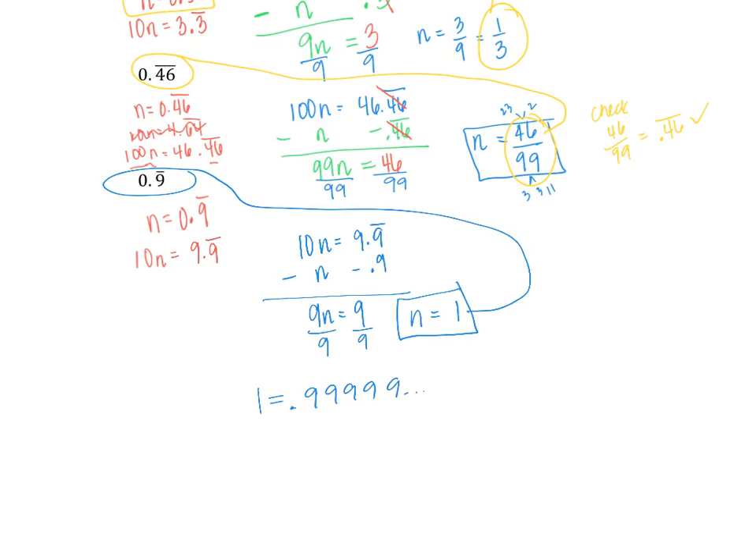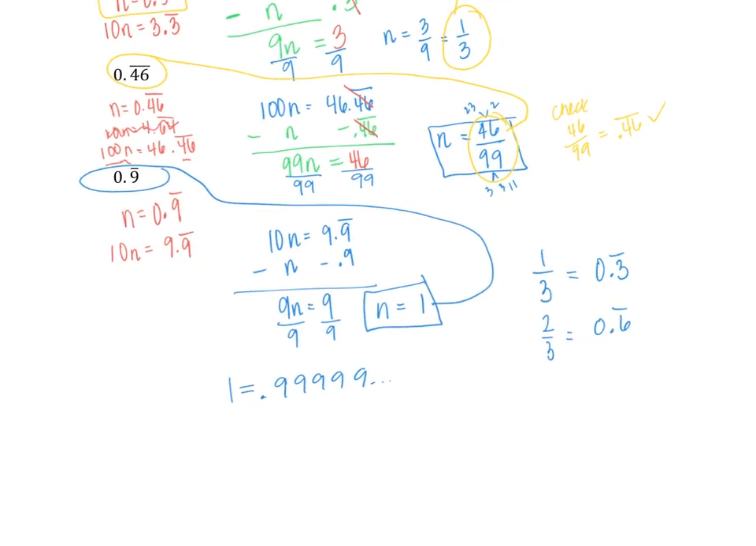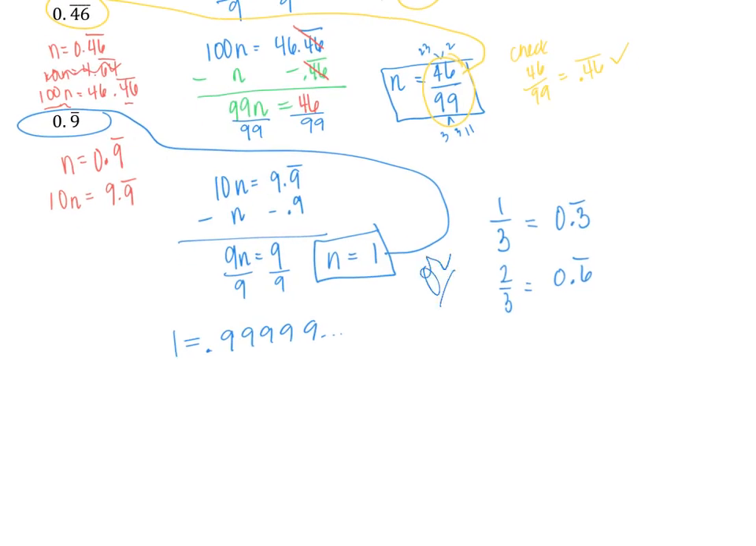And if you don't believe this way that we were doing it, another way to think about the 0.9 bar is to think about the fraction 1/3, which we already know is 0.3 repeated. The fraction 2/3, you can punch that into your calculator or divide that, and you're going to get that that's 0.6 bar repeated. So this is just another way to see this very special equality.